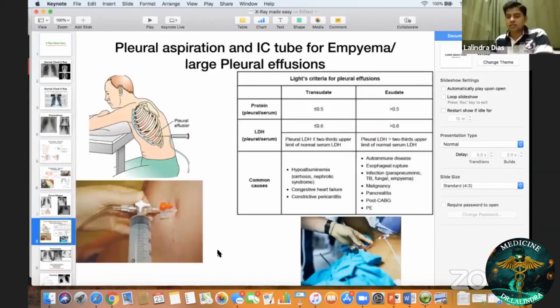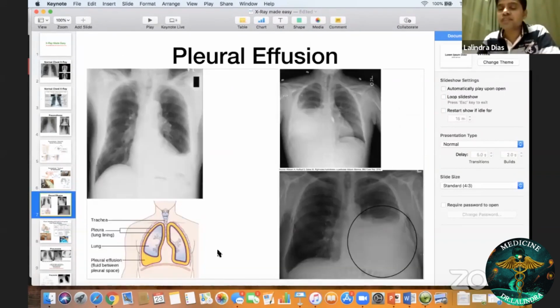So, what are the clinical features? I told you the history. They will present with shortness of breath. It can be either acute over a few days, or it can occur over a few months, like in tuberculosis.